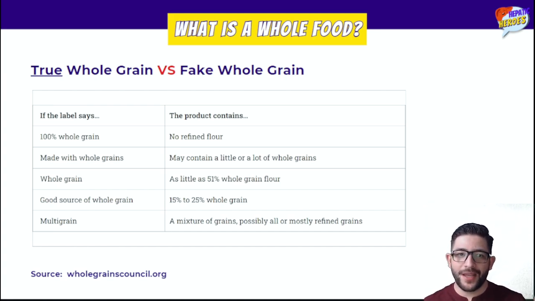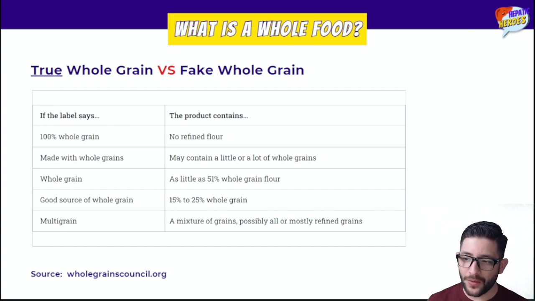For example, if the label says 100% whole grain, then legally that means that product has no refined flour in it, which is really good. You want to go for more of that. However, if they say it's made with whole grains, then it may contain a little bit or a lot of whole grains, but there's really no way to tell.